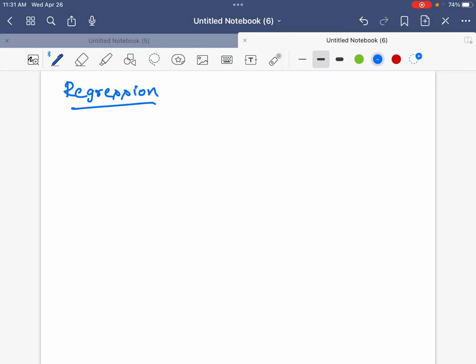Hello everyone. Today we'll discuss the topic called regression. Regression is the estimation or prediction of unknown values of one variable from known values of another variable.